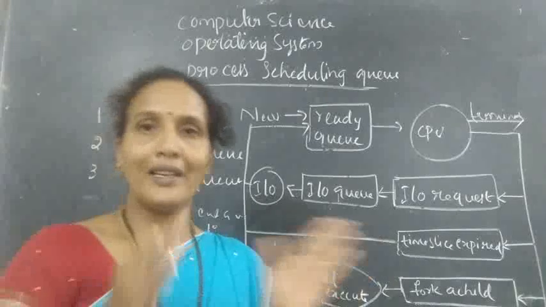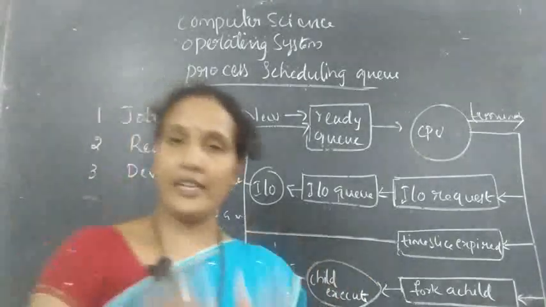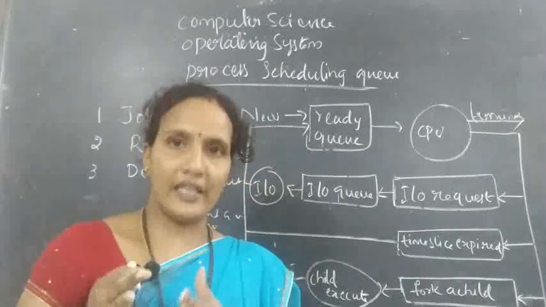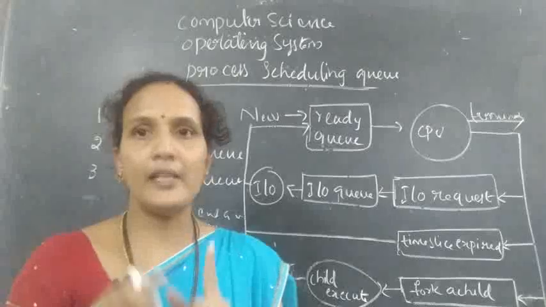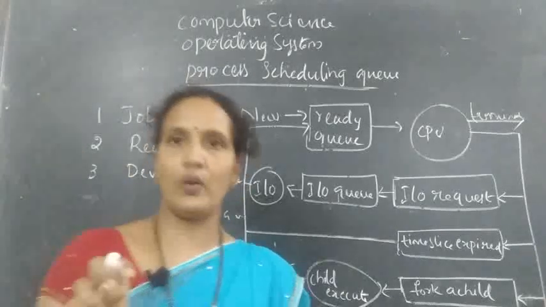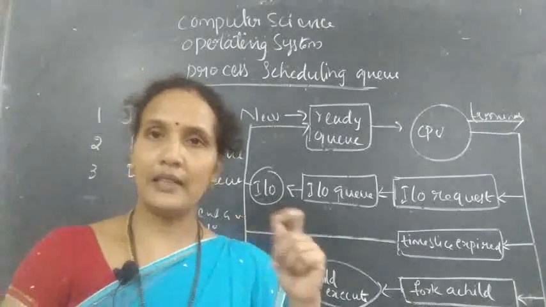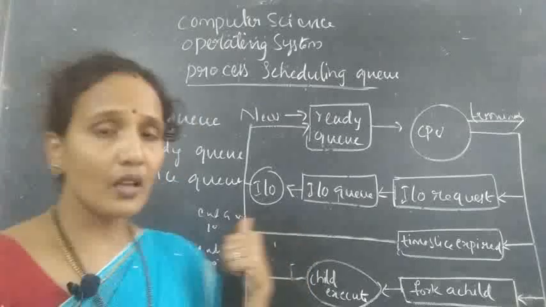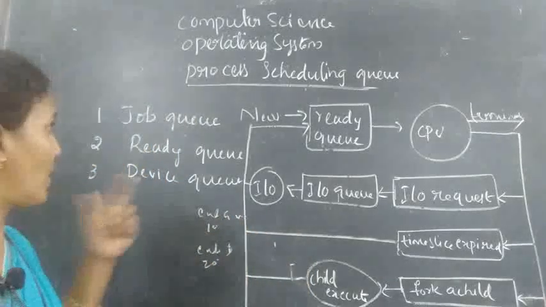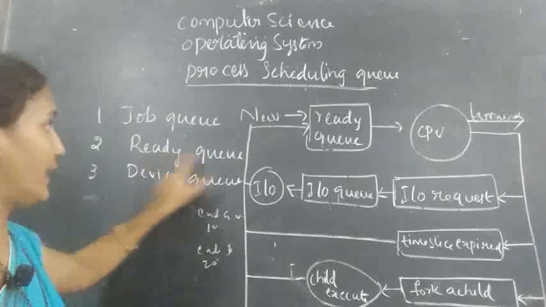Understood all of you? If it is working, if it is executing, that is the running state. If it is waiting for any reason, that is called the ready state. When any process is waiting for any requirement or any interrupt, it will be moved from the running state to the ready state.